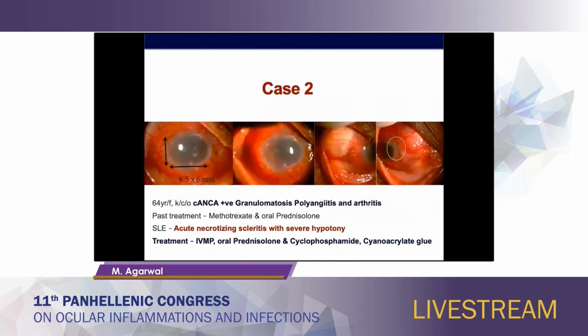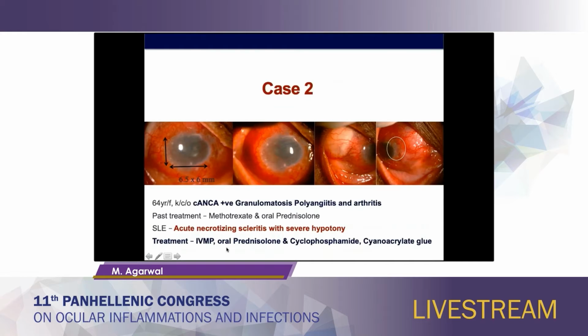Another case, this was a patient who was diagnosed to have granulomatosis with polyangiitis and arthritis. She was treated in the past with steroids and methotrexate. However, she suddenly stopped her treatment and developed this red eye with decreased vision, acute necrotizing scleritis with a severe hypotony, and you can see here the scleral melts.